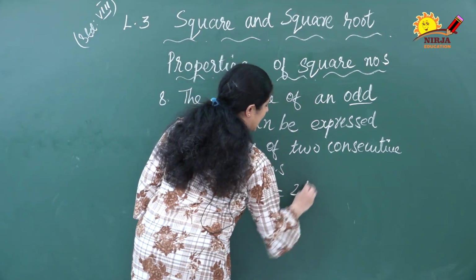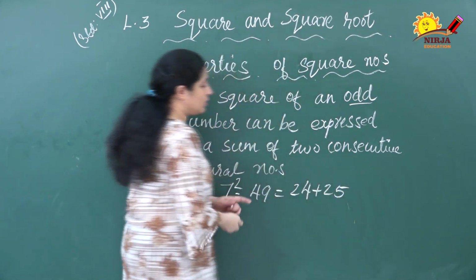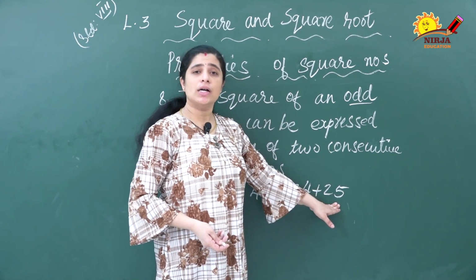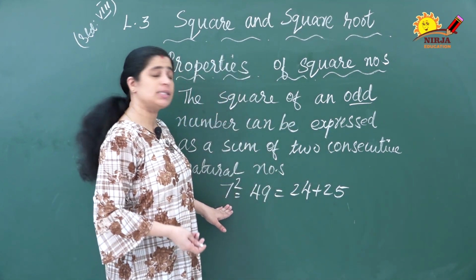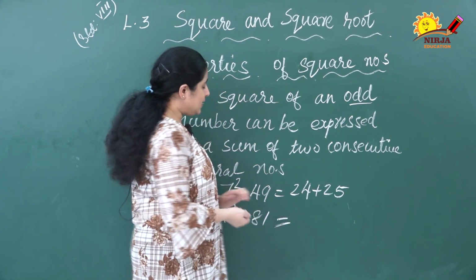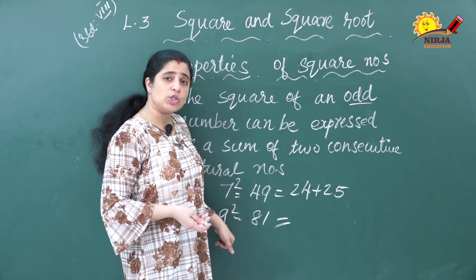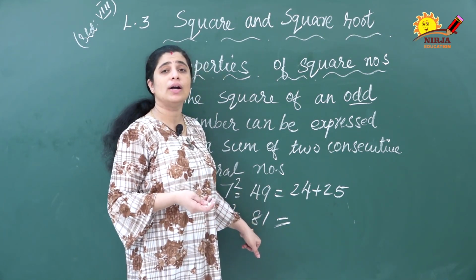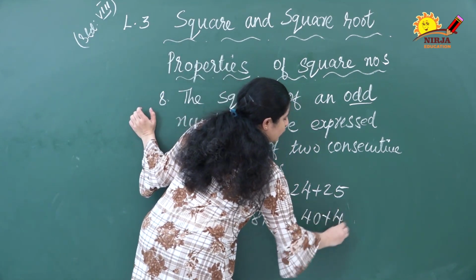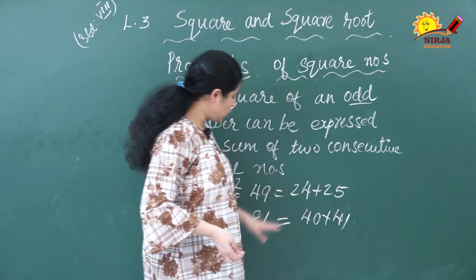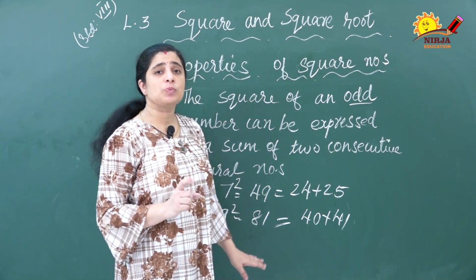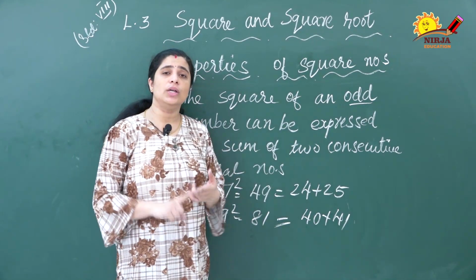Its square is 49. It can be expressed as 24 plus 25. These two are consecutive numbers, 24 and 25. I am going to take another example, that is 9. What is the square of 9? That is equal to 81. This is also an odd number. This can also be expressed as the sum of two consecutive numbers. What are the two consecutive numbers? That is 40 and 41. So 40 plus 41, you will get 81. That means the square of any odd number can be expressed as the sum of two consecutive numbers.